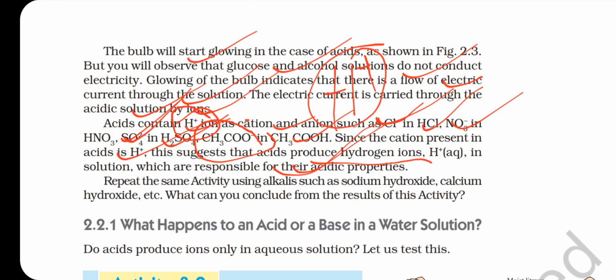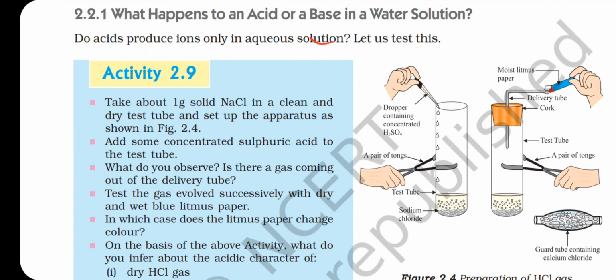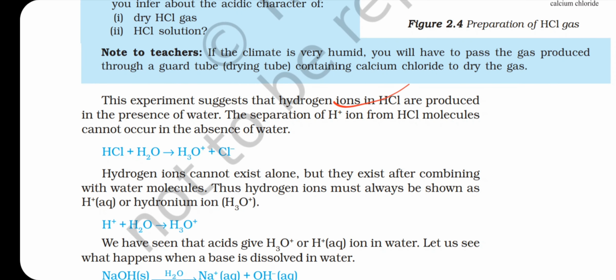What happens to an acid or base in water solution? Here is an activity where we take sodium chloride and add concentrated sulfuric acid. What happened here is that hydrogen chloride, that is hydrochloric acid, is formed. The hydrogen ion in the hydrochloric acid is produced in the presence of water. The separation of the H+ ion from the HCl molecule cannot occur in the absence of water.